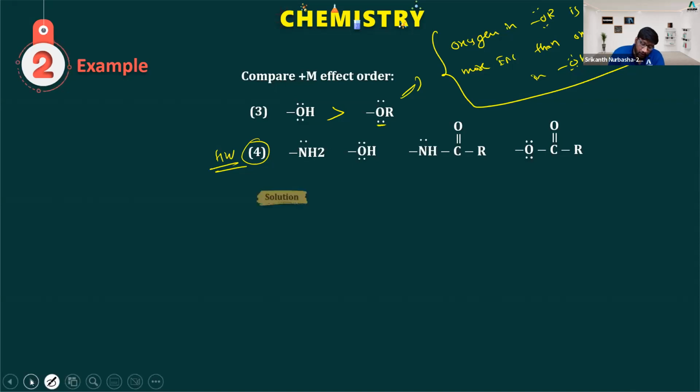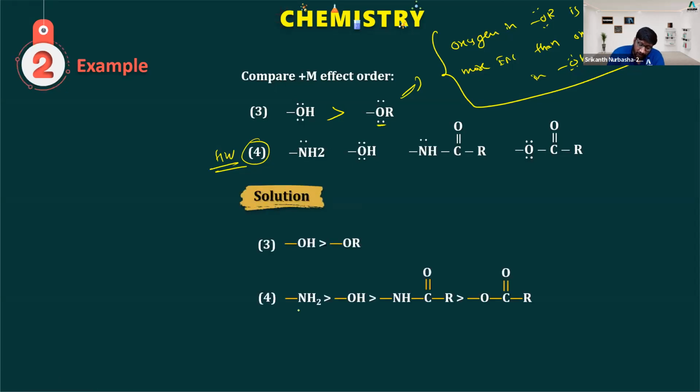If you think carefully, NH2 will be greater because nitrogen is less electronegative. Because of its less electronegative nature, it can't withhold the electron density on nitrogen greatly. But oxygen is more electronegative, so it can withhold the electron density greatly. So nitrogen will be a better electron donor by the plus M effect, and then oxygen. Among NH2 and OH, you can compare like this.